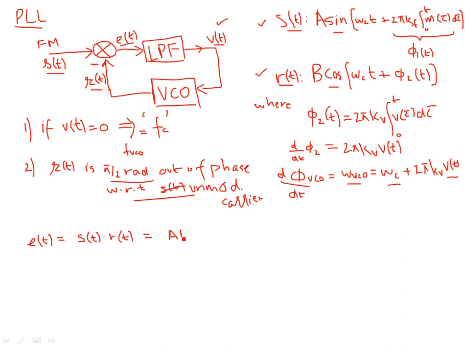So this will be A into B, and one is sine, the other is cosine. So this is sine of omega CT plus phi 1 of t, coming from the FM signal. That is my incoming FM signal, and then I have another cosine term, which is due to the VCO output, and that is again omega CT, whose frequency is being modulated by the control signal Vt, which is the feedback loop control signal. So that is phi 2 of t.